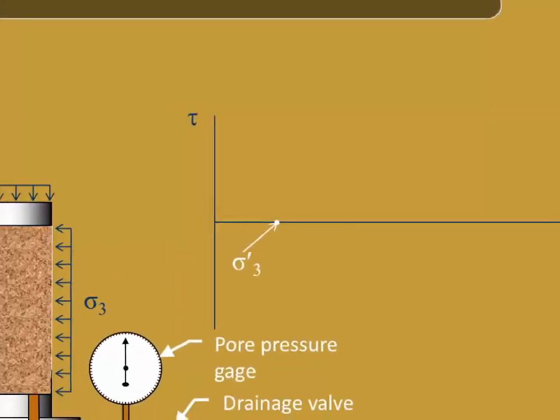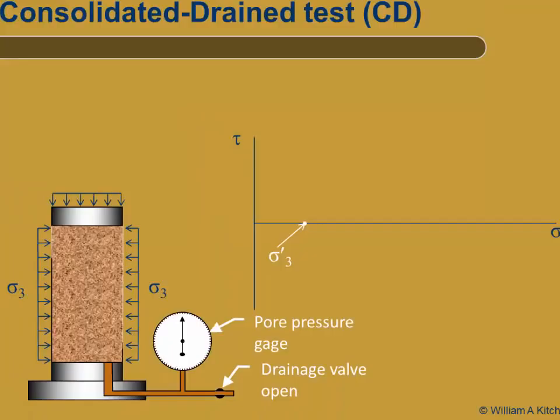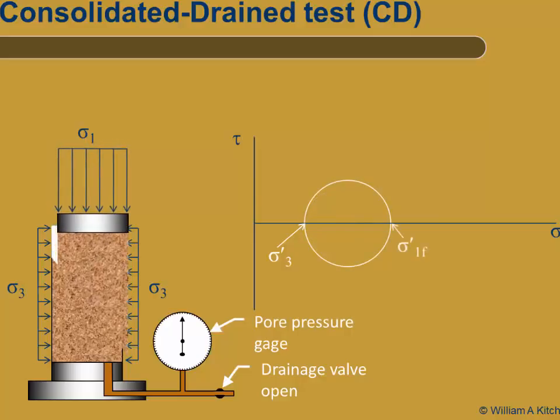During consolidation, the Mohr circle again moves from a point at the origin to a point at the consolidation stress sigma 3, but in this case sigma 3 is an effective consolidation stress because there are no pore pressures, and the soil will consolidate and increase in strength. Sigma 1 is then increased until the soil fails. But in this test the shearing is done so slowly that no pore pressures are generated. Therefore, the major principal stress at failure is also an effective stress.